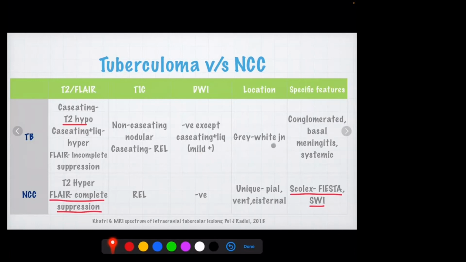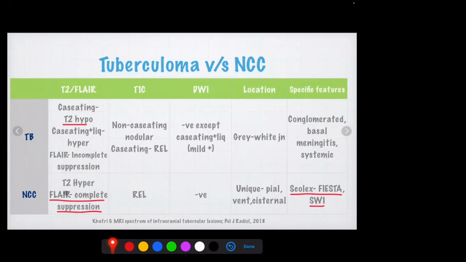Location, again, not much to differentiate, except when it is in the ventricle or cisternal. Of course, it's NCC. Again, my observation, and I have heard a few radiologists at NIMHANS are also of the view, that if it is sitting on the cortical gray matter, or if it is a pial or subpial lesion, it's much more likely to be NCC. So even if there are multiple lesions, if one of the lesions is sitting exactly on the pia or the cortical gray matter, it's much more likely to be NCC than TB. But it is more of their observation, and I'm not sure about the evidence.